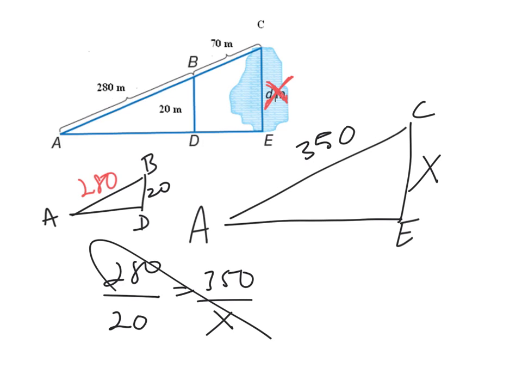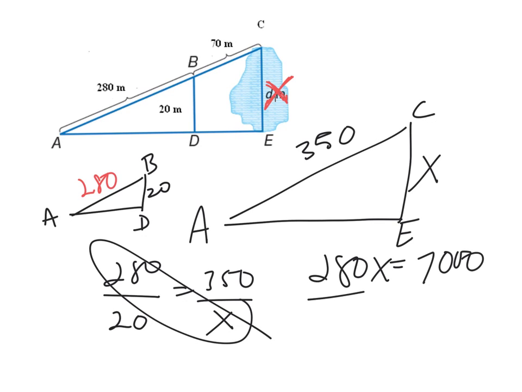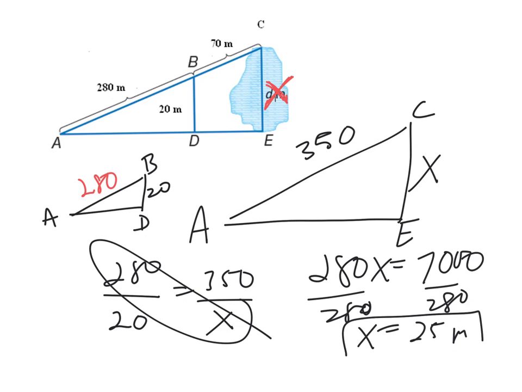Now your cross products, I've got 280x equals 20 times 350, which is 7,000. Divide off that 280, and x is 25. And the label here is meters. So this is 25 meters. That's what we're looking for.